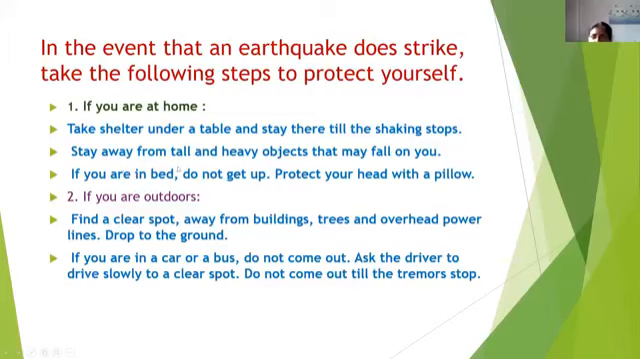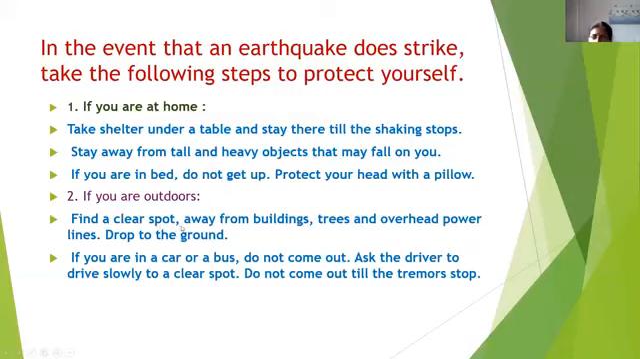And we have to stay away from tall and heavy objects, because during an earthquake they may fall on us. And if we are in bed, we should not get up. We have to protect our head with a pillow. And these are the precautionary do's. These are the measures we have to take during an earthquake when we are at home.